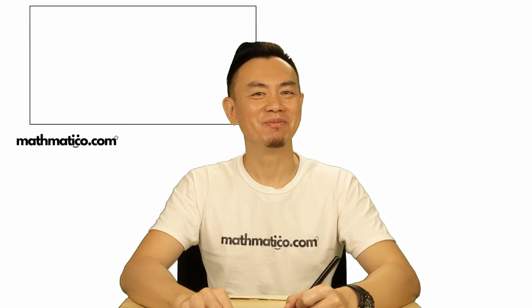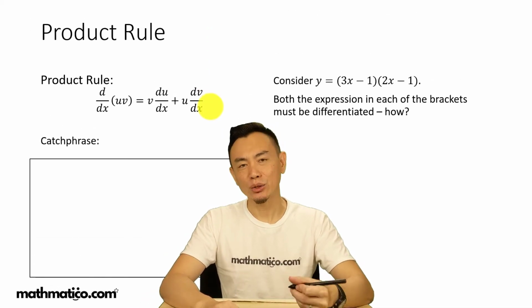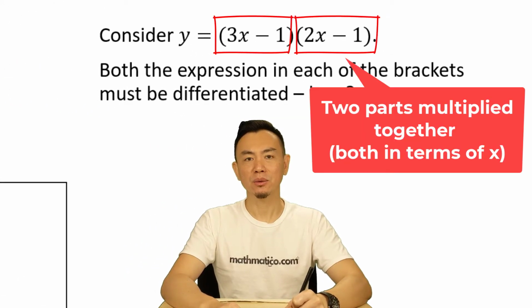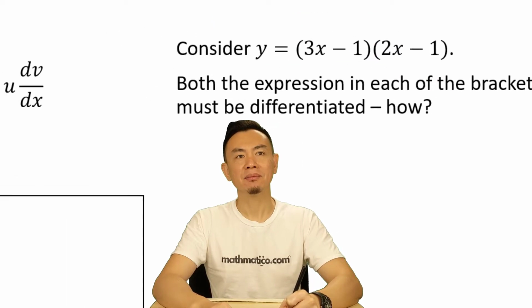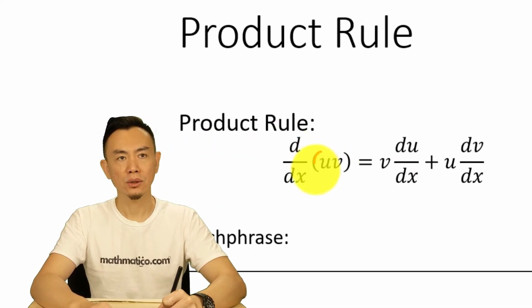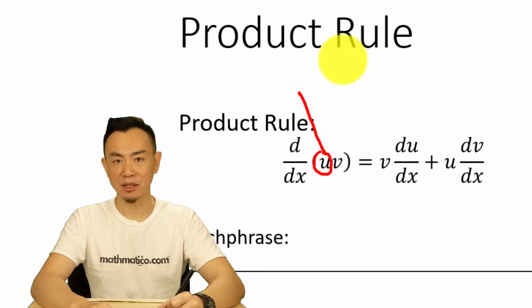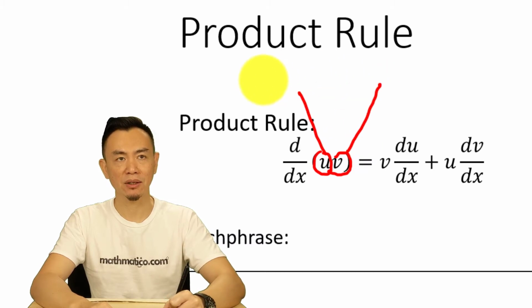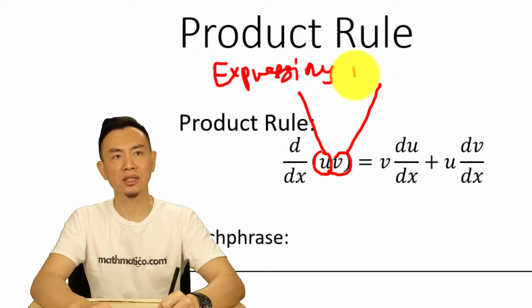Alright then, product rule. Product rule is used when we are going to differentiate an expression or equation with two parts multiplied together, okay? So the textbook will write it this way: d dx uv. U here is an expression in terms of x, and v here is a different expression but it's in terms of x as well, okay?